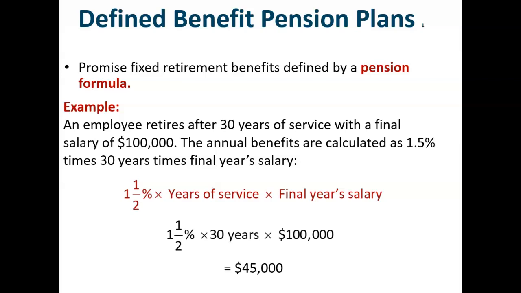For example, a pension formula might define annual retirement benefits as 1.5% times years of service times final year's salary. By this formula, the annual benefits to an employee who retires after 30 years of service with a final salary of $100,000 would be 1.5% times 30 years times $100,000 equals $45,000 per year of retirement benefits.